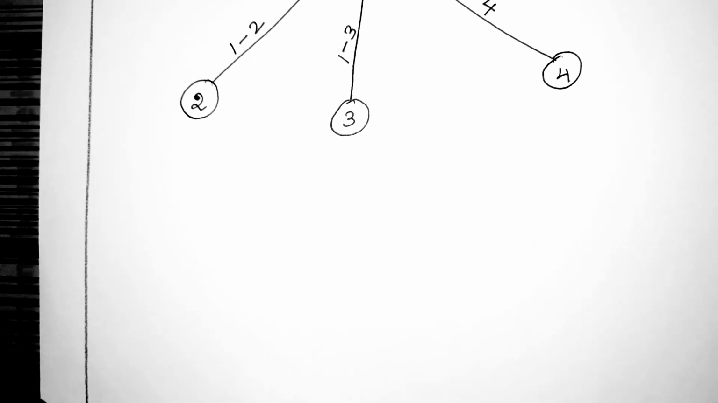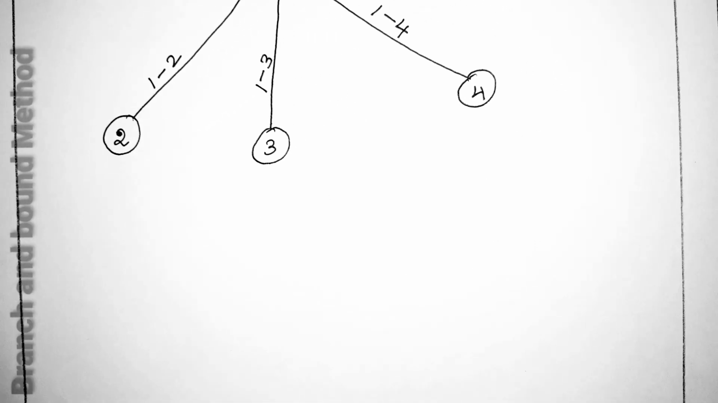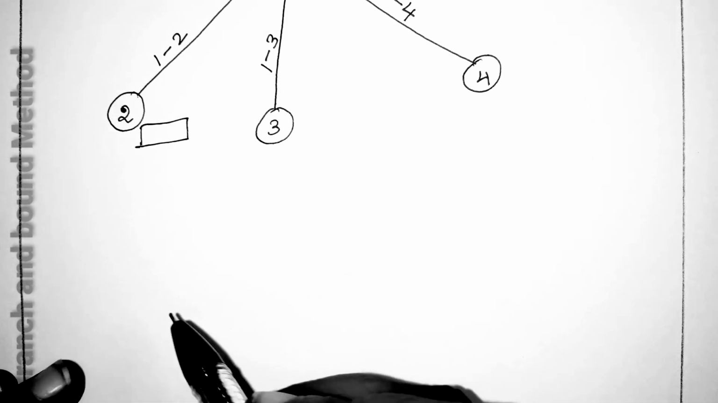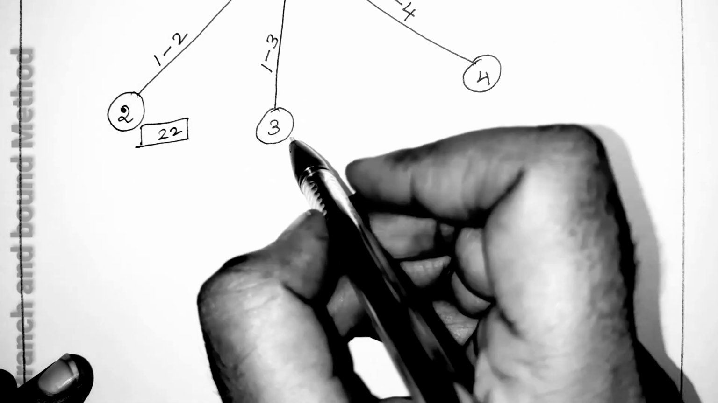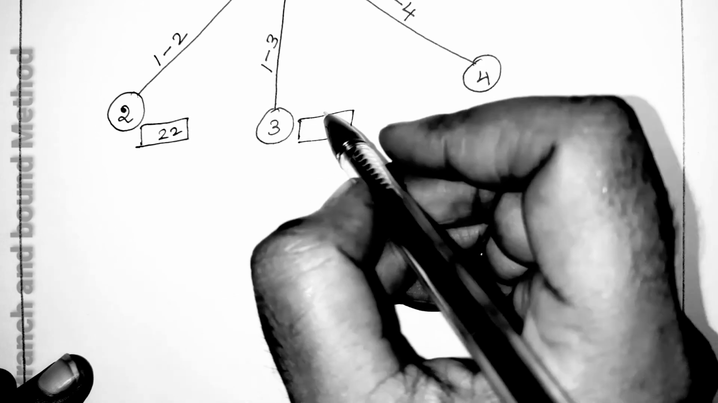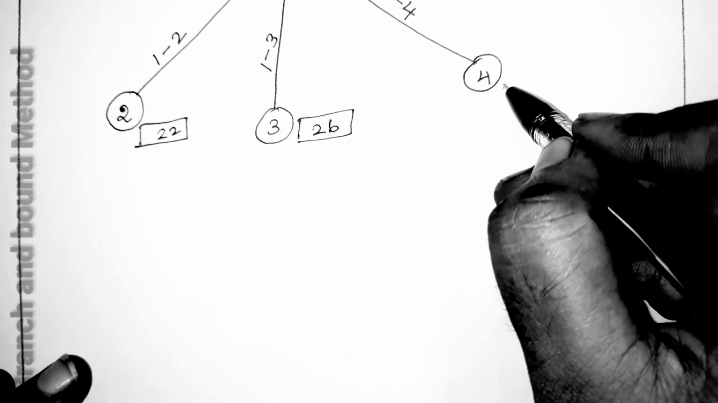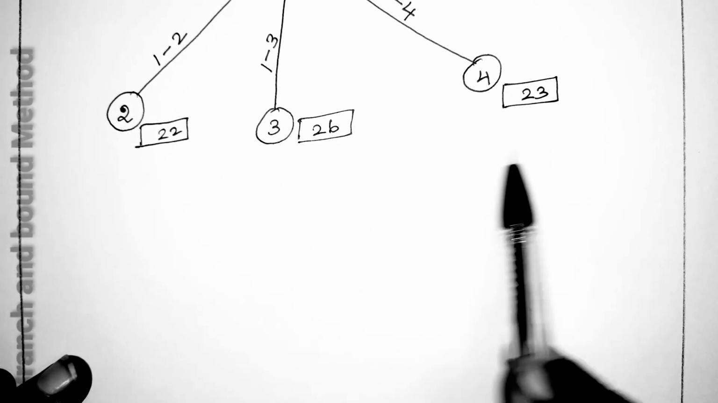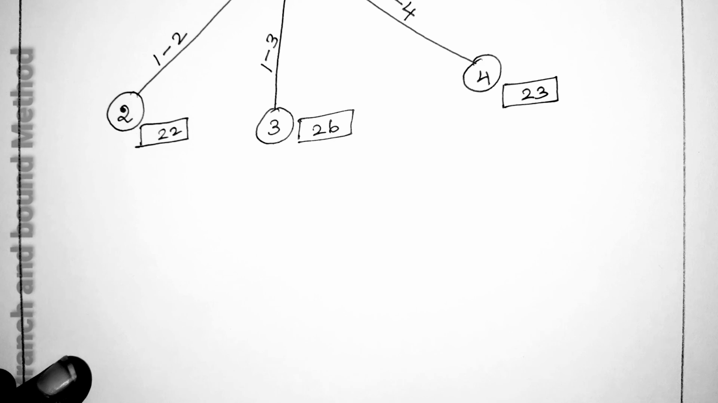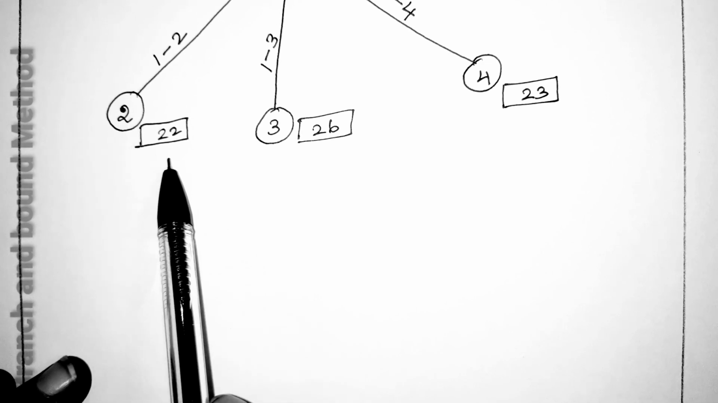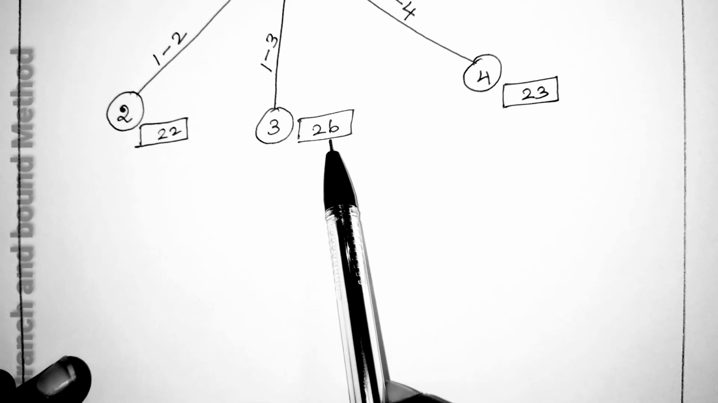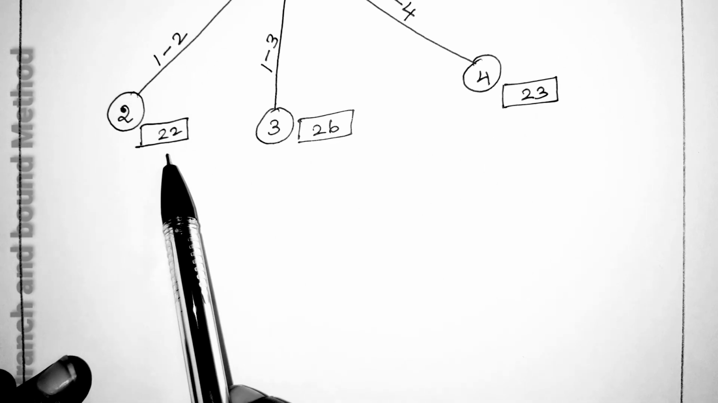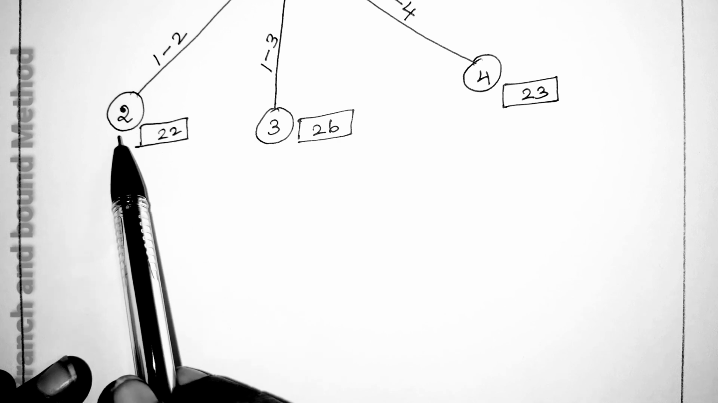Now, we have to write the cost for all the nodes. For the node 1, 2, the cost is 22. For the node 1, 3, the cost is 26. For the node 1, 4, the cost is 23. From these three nodes, you have to select the minimum value. Node 2, the cost is 22. Node 3, cost is 26. And node 4, the cost is 23. From this, the minimum value is 22. So, we have to expand node 2.